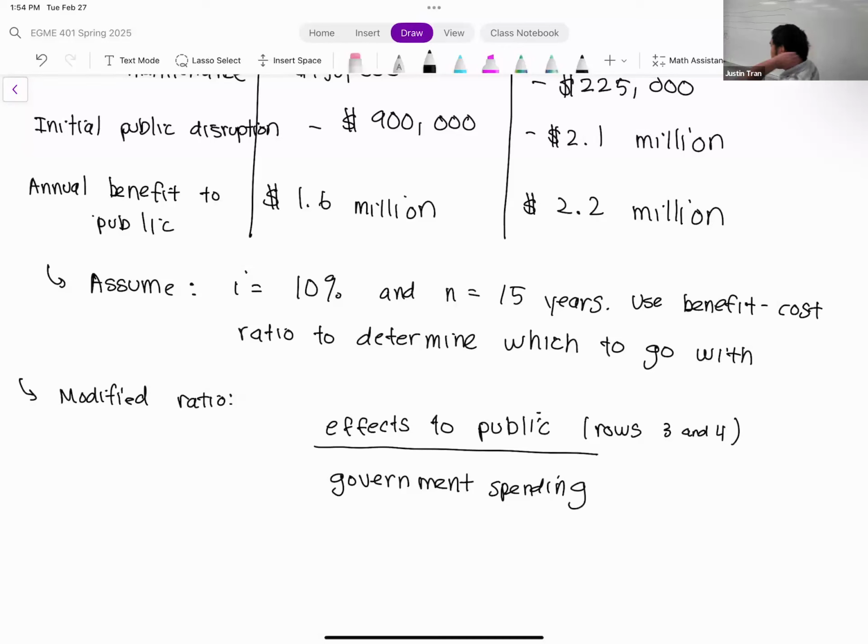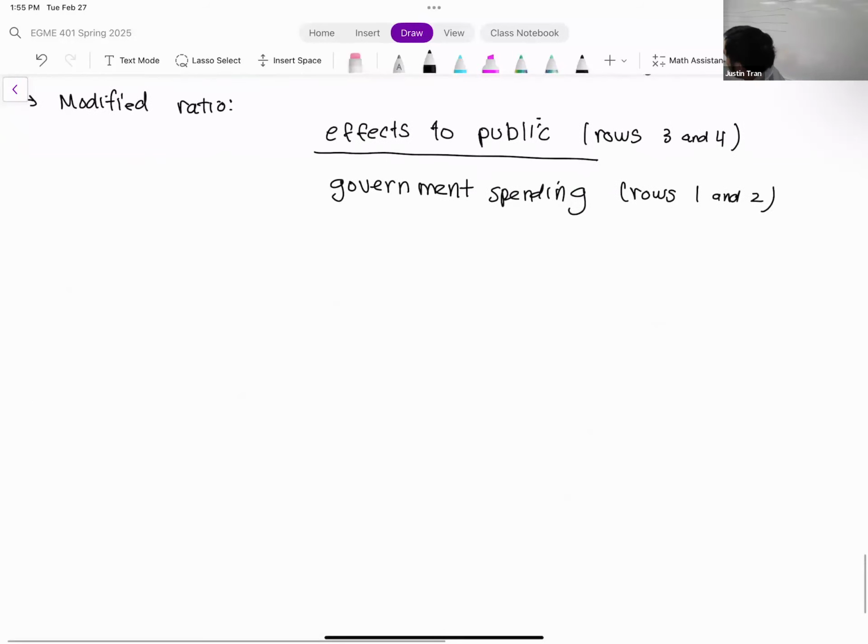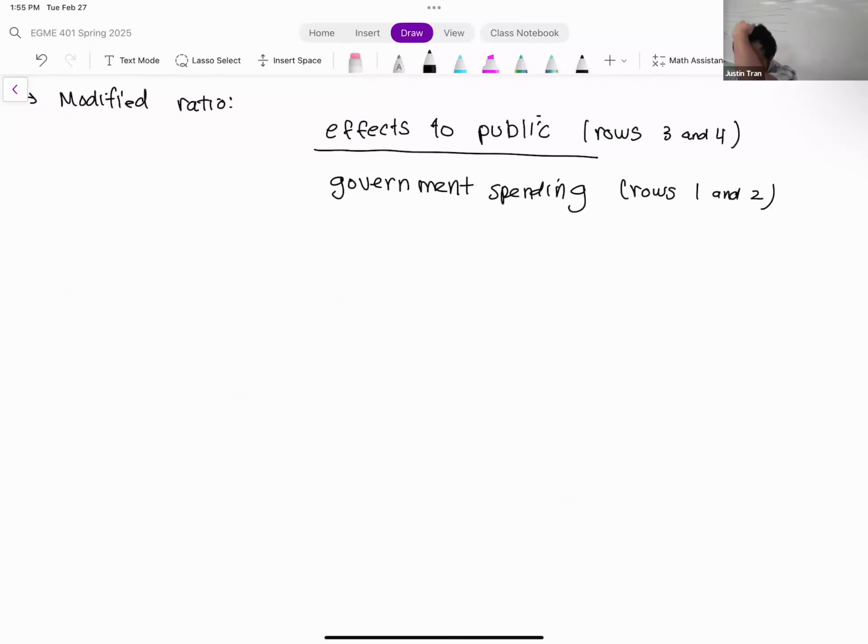So we're going to put all the effects to the public on top. And then in the denominator on the bottom here, that's going to be the amount of money that the government is actually paying out, both in the present day and also in the future. Okay. So this is rows 1 and 2. Because that's money that has to be directly paid from either the city or the state or the county, right? Right, so we're taking literally the direct ratio of the public benefit to government spending, right? Okay, so it's a modified ratio, right? So it's not strictly just benefits over costs. We have public benefit versus government spending.